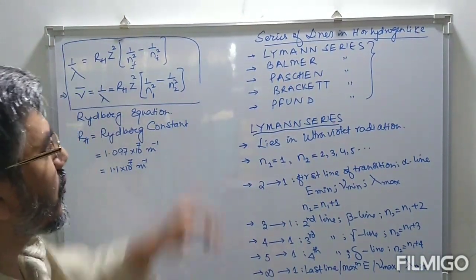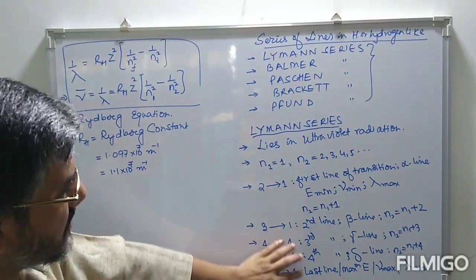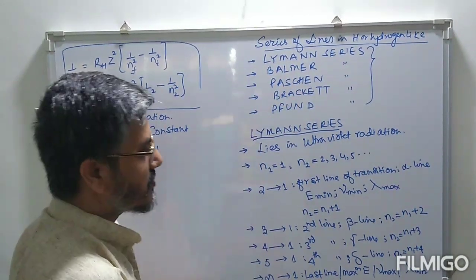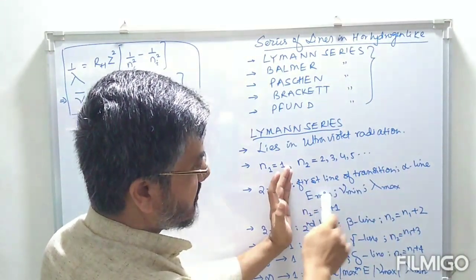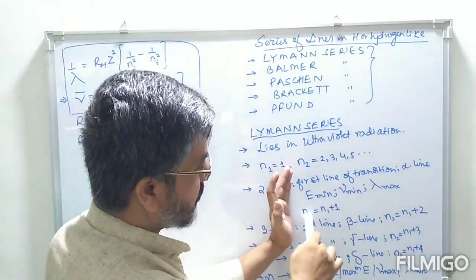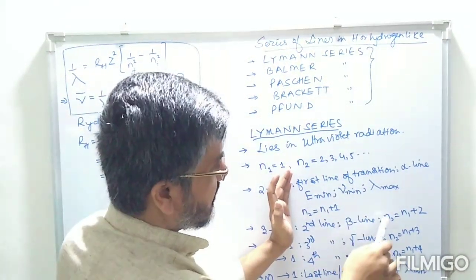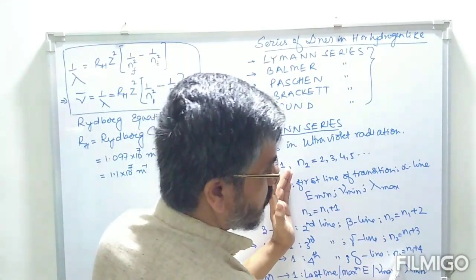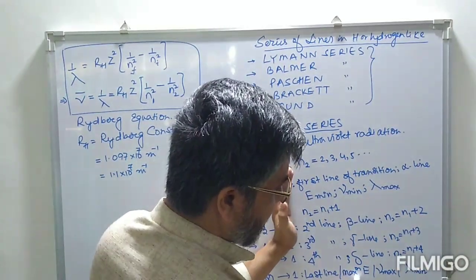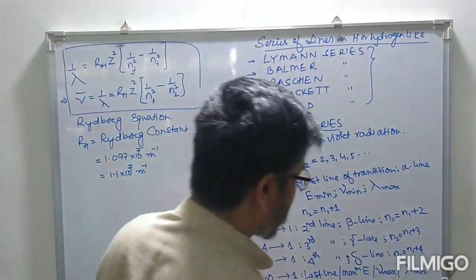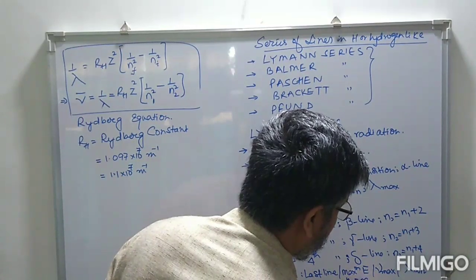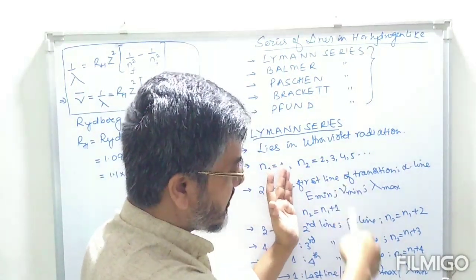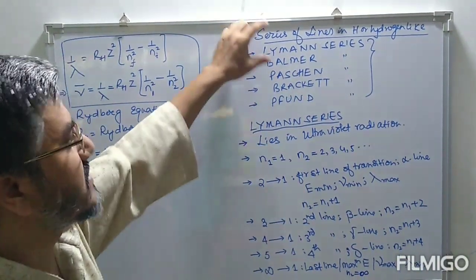So these are various terms that we often use for all these series. For every series, Lyman, Balmer, Paschen, Brackett, Pfund, the first line is always known as alpha line, minimum energy, minimum frequency, maximum wavelength, N2 is N1 plus 1. Second line, beta line, N2 is N1 plus 2. Third line, gamma line, N2 is N1 plus 3. Fourth line, delta line, N2 is equal to N1 plus 4. Last line, maximum energy, maximum frequency, minimum wavelength, for which N2 is equal to infinity. So these characteristics, first, second, third, fourth, last, alpha, beta, gamma, delta, are common for all these series.